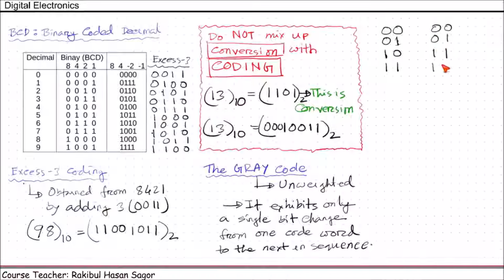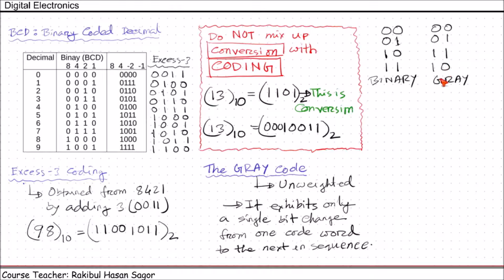Then the next number will be 1, 0. This 1 becomes 0. This 1 remains same. So only one change is occurring here. So this is the difference between binary and gray code. This is binary. This is gray, which is expressed by binary bits.